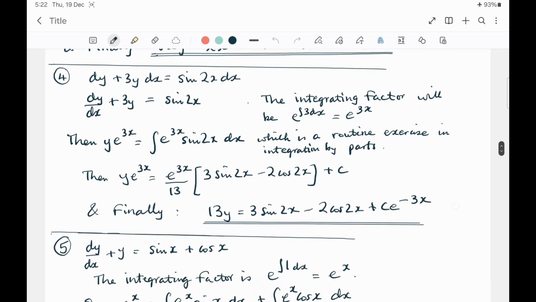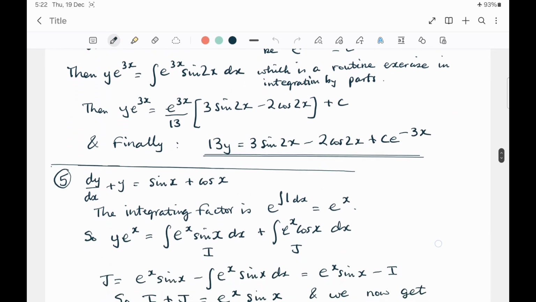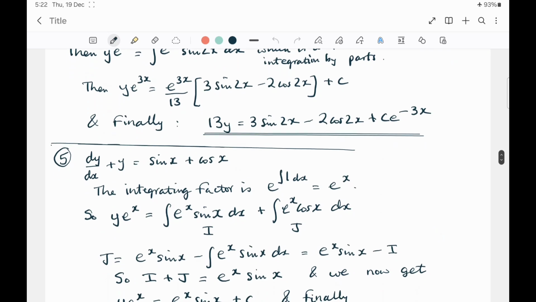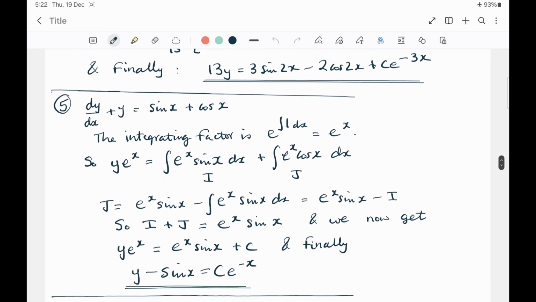Just one remaining. And this one reads as dy/dx plus y equals sine x plus cos x. The integrating factor will be e to the integral 1 dx, which is just e to the x. And so y e to the x will be the integral of e to the x sine x dx plus the integral of e to the x cos x dx.